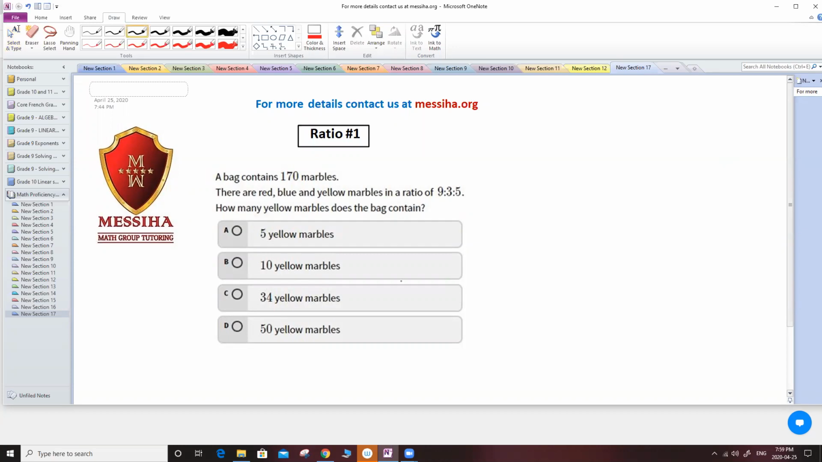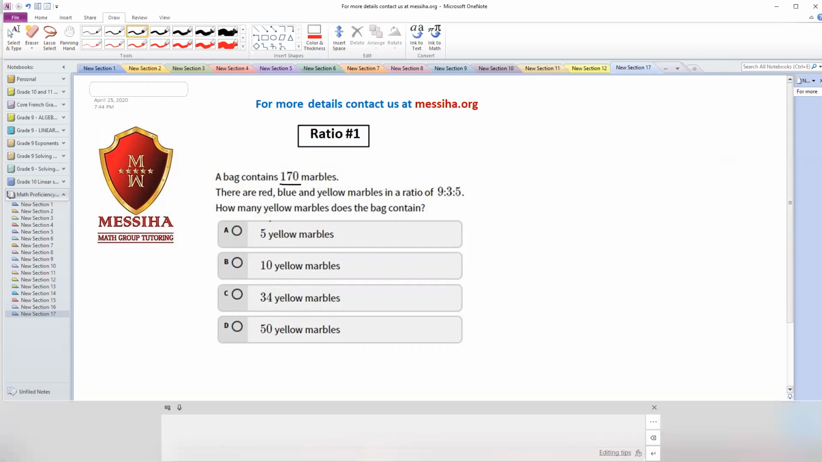It's saying a bag contains 170 marbles. There are red, blue, and yellow marbles in a ratio of 9:3:5. That means if I'm writing this ratio, I'm going to say red to blue to yellow, and the ratio is 9:3:5. How many yellow marbles does the bag contain?